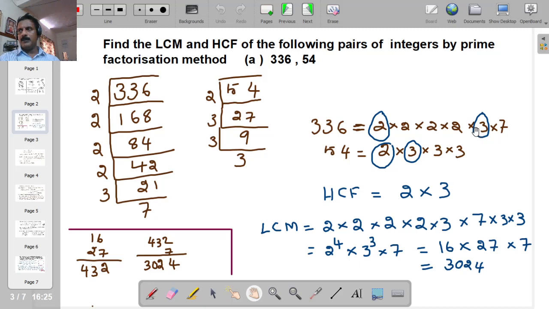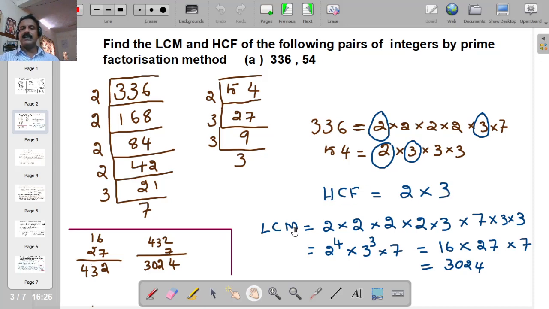The common prime factors are 2 and 3. We have 2 and 3, which are the common prime factors of 336 and 54. By multiplying the common prime factors, we will get the highest common factor of both of these numbers. So HCF is equal to 2 times 3, which is 6.